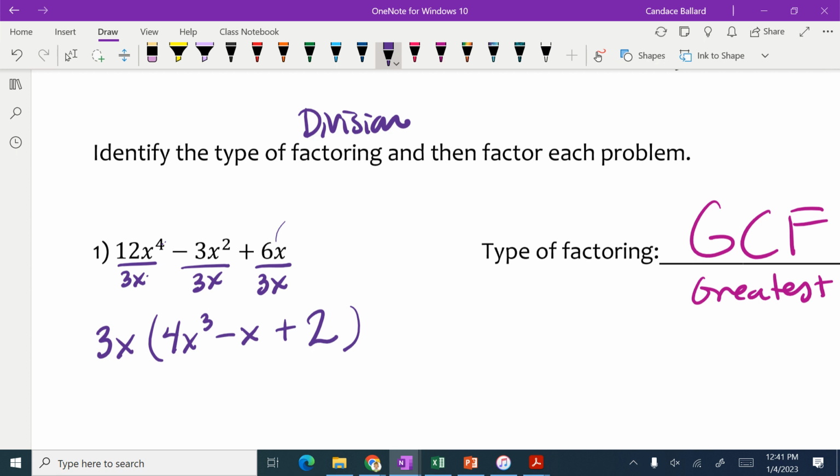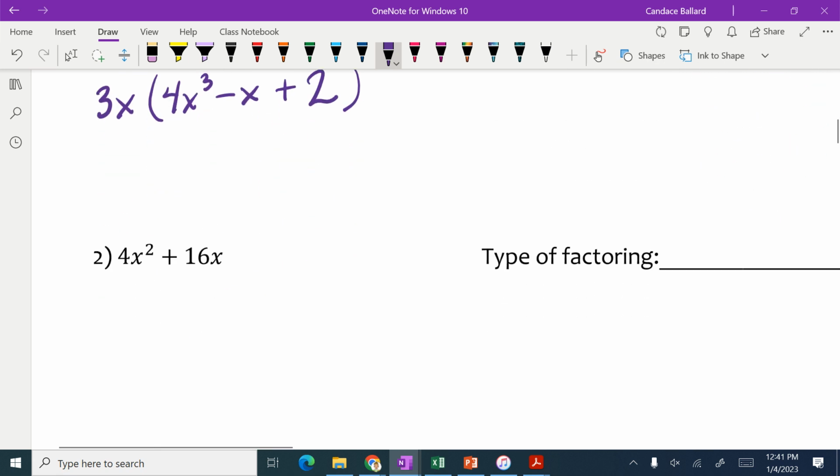Okay. All right. I want you all to try number 2. I made it easier than number 1. Identify the type of factoring and write it out. Put the phones away. Pay attention. We get this done. Now factor.